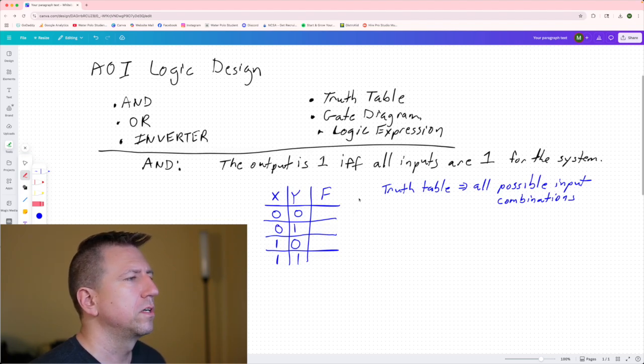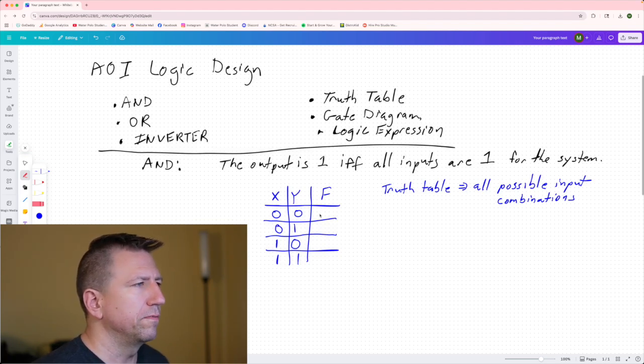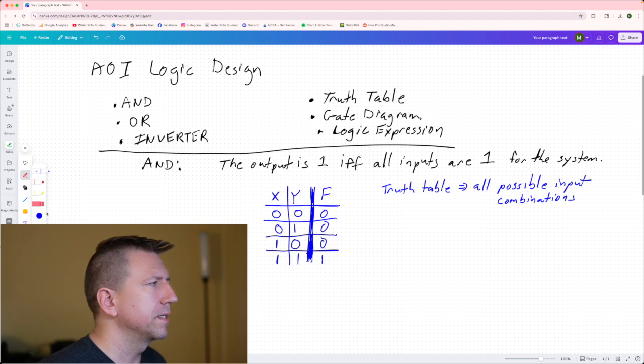Okay, so what will the output function look like? So the AND is described as the output is 1 if and only if all inputs are 1. So where is that? That's when these two are 1 here. Both the X and Y inputs are 1, so the output's going to be a 1, and the rest of these are going to be 0. Sometimes I put a double line in between the inputs and outputs, or a thicker line, just so that we know what side is the input and what side is the output side. And so there you go. There's our truth table.